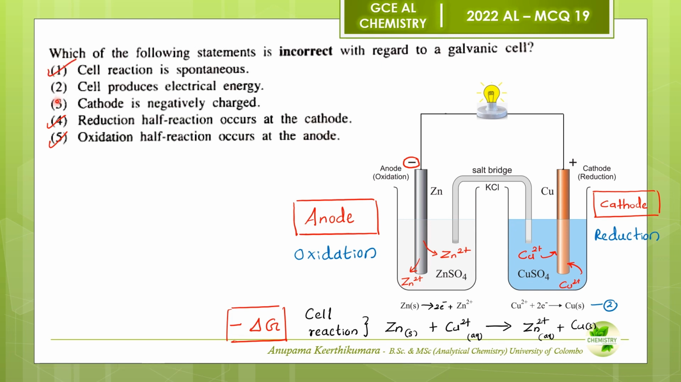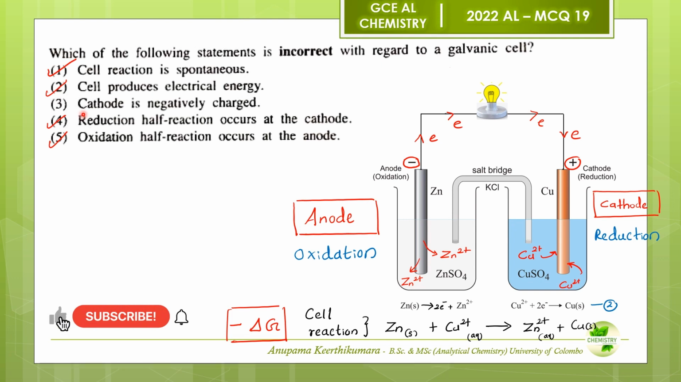Second statement, cell produces electrical energy. These galvanic cells are batteries. The anode is always negatively charged and the cathode is always positively charged. Therefore, the electron flow is always from the anode to the cathode. As these galvanic cells are batteries, you can see the bulb gives light. Therefore, the second statement is correct.